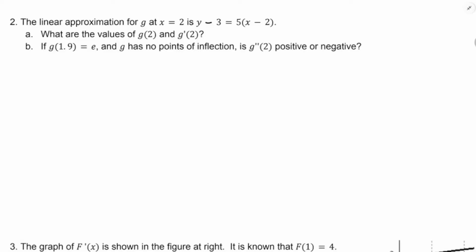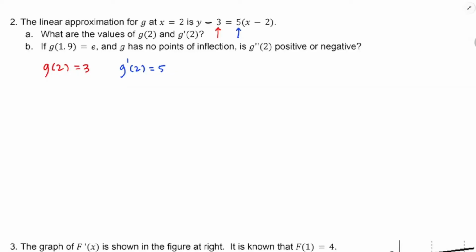And so I'm going to say, all right, well, I could get g of 2 out of the point slope form from there, right? So g of 2 is going to equal 3. And I could get g prime of 2, that would be the slope of the tangent line, that would be right there. So g prime of 2 equals 5.